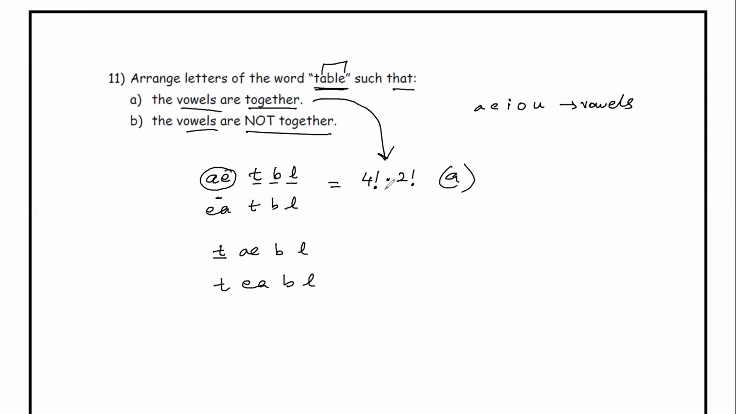Vowels together, vowels not together, right? What I told you earlier: if you have to find out vowels are not together, then you first find out the answer for them being together and then subtract it from the total number of arrangements of the word table. The total ways to arrange table is 5 factorial ways. You can arrange the 5 letters randomly anyhow. So 5 factorial ways, and if you subtract the number of ways to arrange the vowels together, then you end up getting the answer for the second one. That is, the vowels are not together.